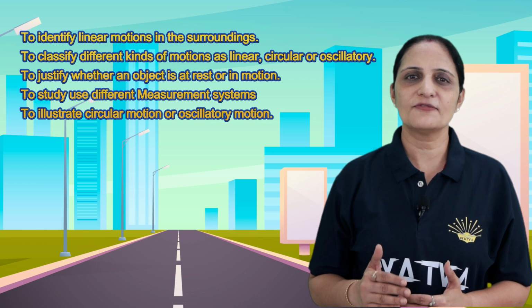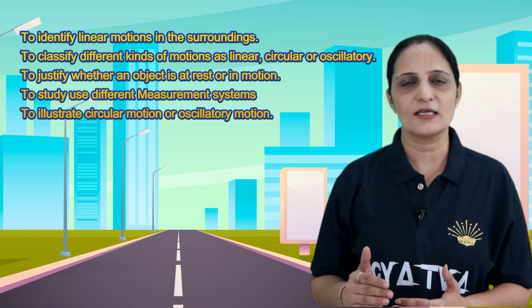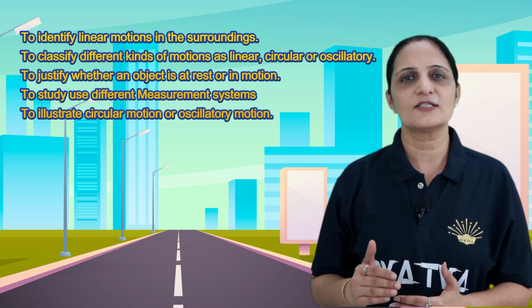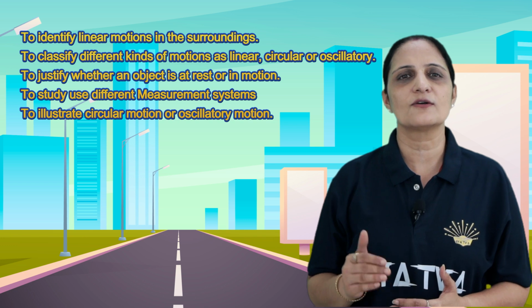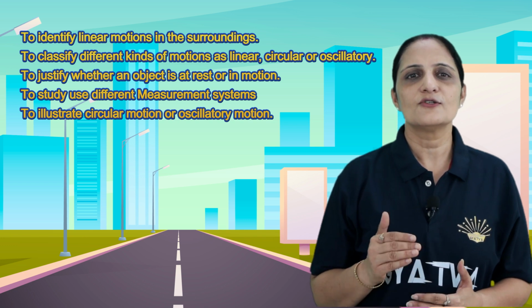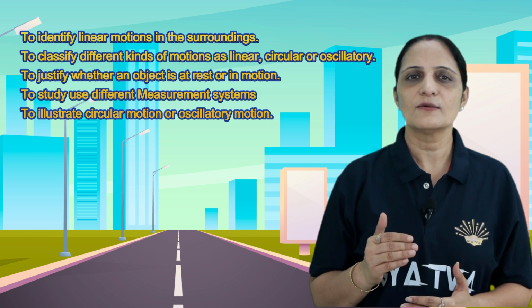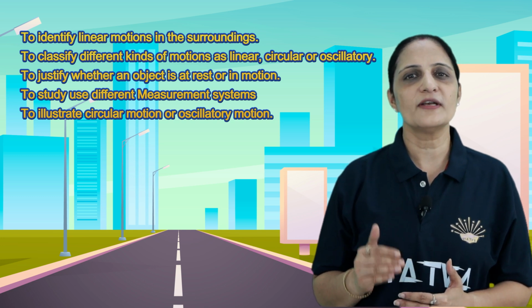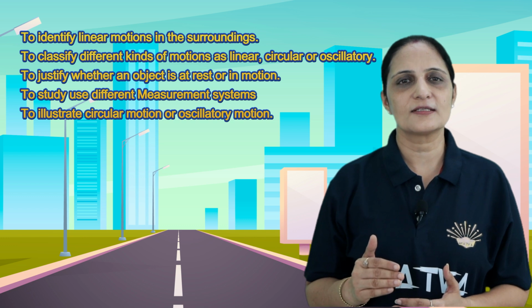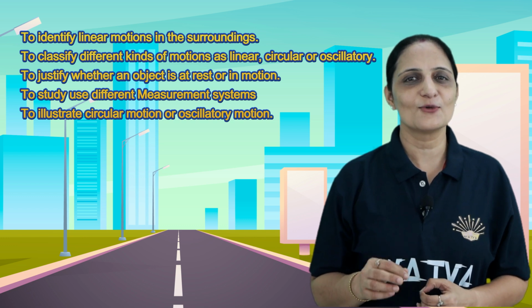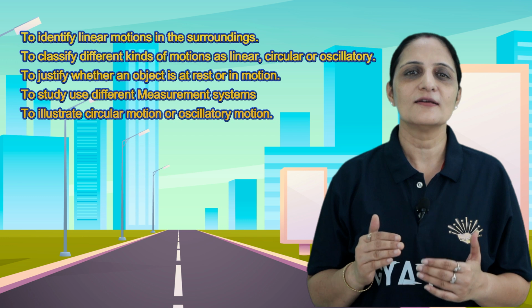First, to identify the linear motion in the surroundings, to classify different kinds of motions as linear, circular or oscillatory, to justify whether an object is at rest or in motion, to use different measurement systems, to illustrate circular motion or the oscillatory motion.